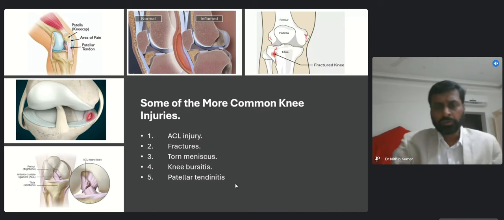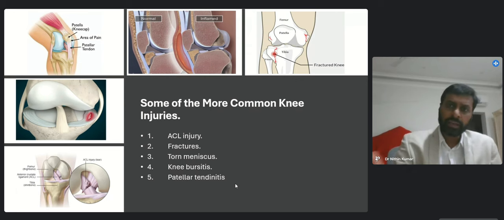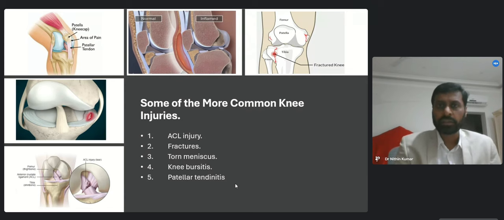So let's talk about a few of the common injuries in the knee joint. Coming to injuries, ACL tear is one of the commonest. Everybody must have heard about that. It's a very, very crucial ligament inside the joint that helps you to maintain the balance inside the joint. So any injury to the ACL can cause imbalance, instability, or a sensation of your knee giving way.